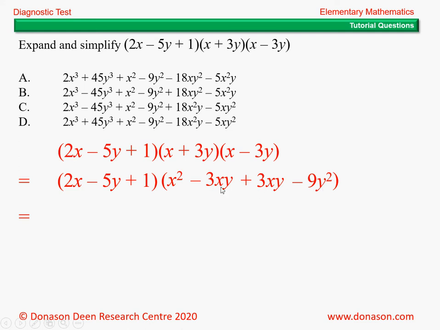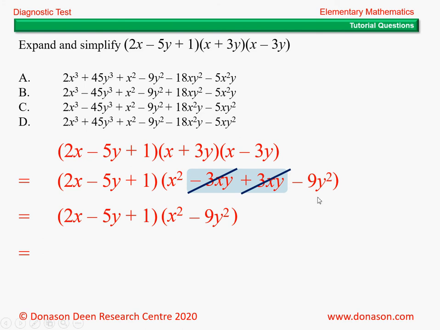Now there is something interesting at this step. Minus 3xy and plus 3xy could get cancelled in the next step. So we are just going to copy down the first bracket just as it is without doing anything. Whereas for the second bracket, if you notice, minus 3xy and plus 3xy is equal to 0xy, which is actually 0. So we might as well just cancel them. So what we have is just x squared minus 9y squared.